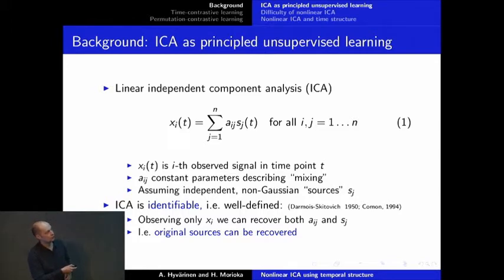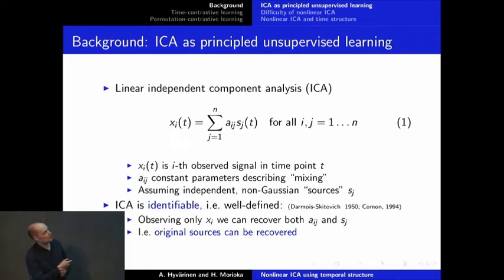The fundamental theory of ICA says that this is actually possible if we assume that these independent components, also called sources for simplicity, are statistically independent and non-Gaussian. This was basically proven by Darmois and Skitovich around 1950, but then rediscovered by Comon in 1994, which was then actually part of the ICA boom in the 90s.